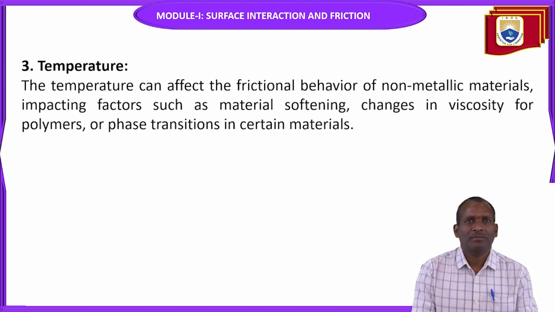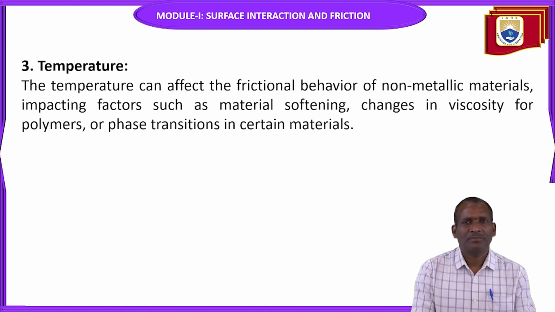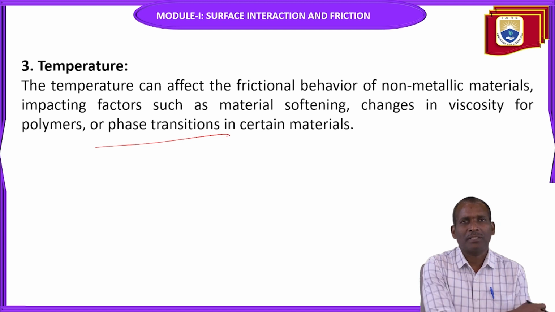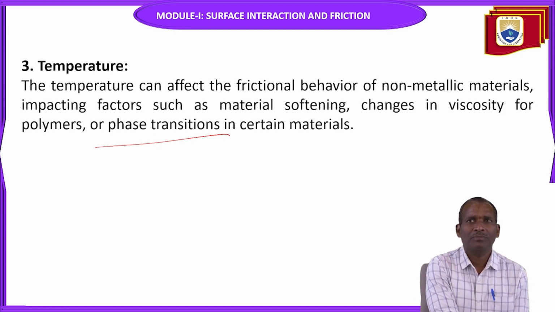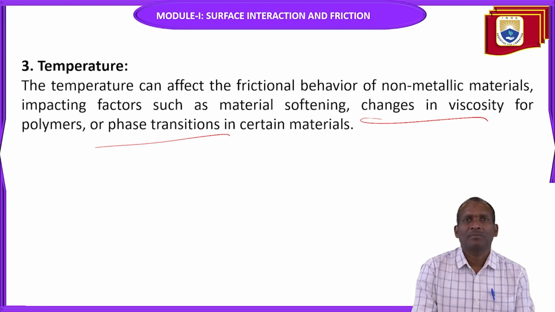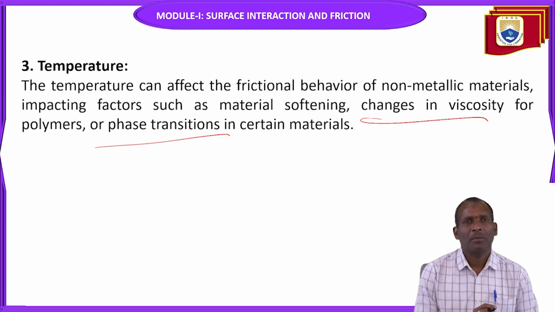Next, temperature. Temperature can affect the frictional behavior of non-metallic materials, the same as metallic materials, impacting factors such as material softening, changes in viscosity for polymers, or phase transitions in certain materials. Due to temperature, phase transitions are possible, and changes in viscosity and material softening also occur. All these affect the frictional behavior of the material.